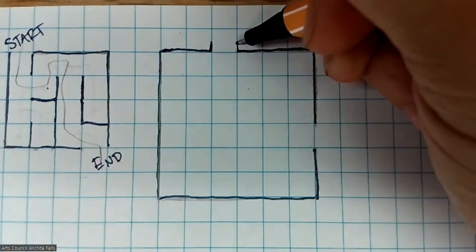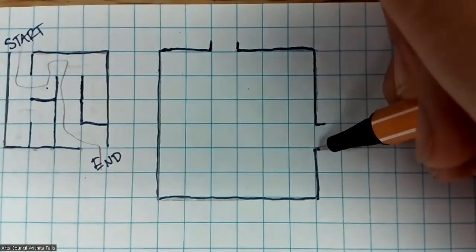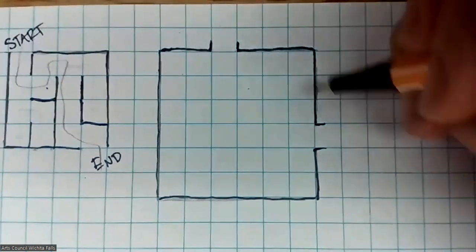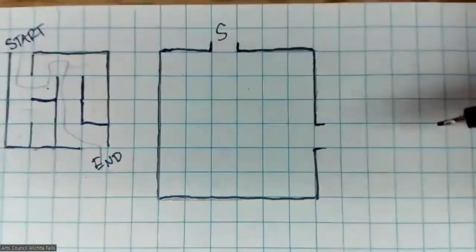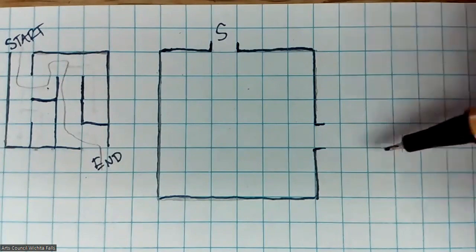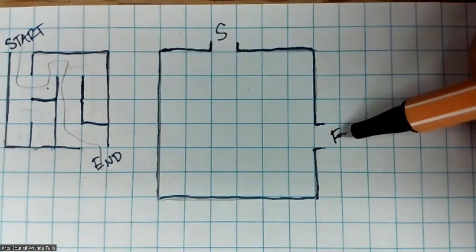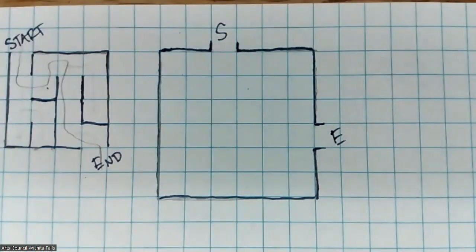Add some little walls for the start and the finish. Okay, so we're doing S for start. We're labeling the start of our maze, and then we're going to label the end. I mean, E for end. Or an F.